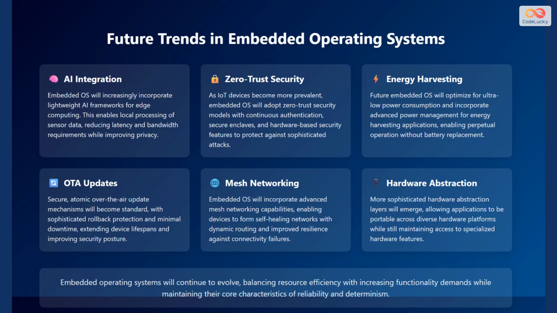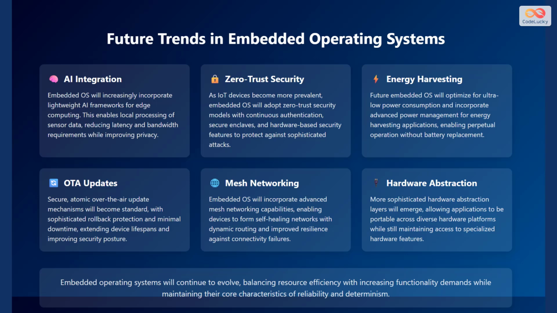Fourth, over-the-air updates. Secure, atomic over-the-air update mechanisms will become standard, with sophisticated rollback protection and minimal downtime, extending device lifespans and improving security posture. Fifth, mesh networking. Embedded operating systems will incorporate advanced mesh networking capabilities, enabling devices to form self-healing networks with dynamic routing and improved resilience against connectivity failures.